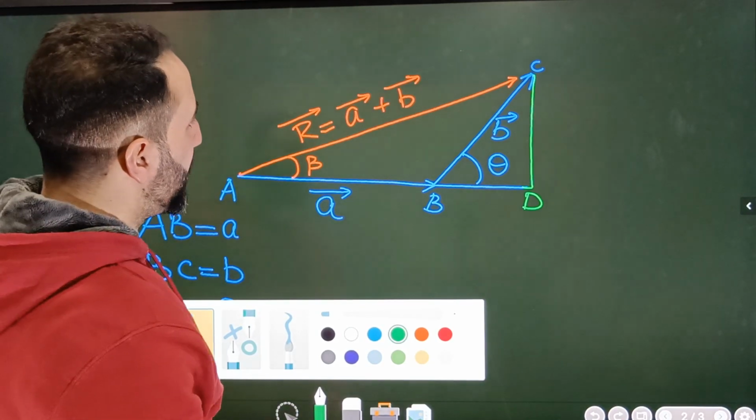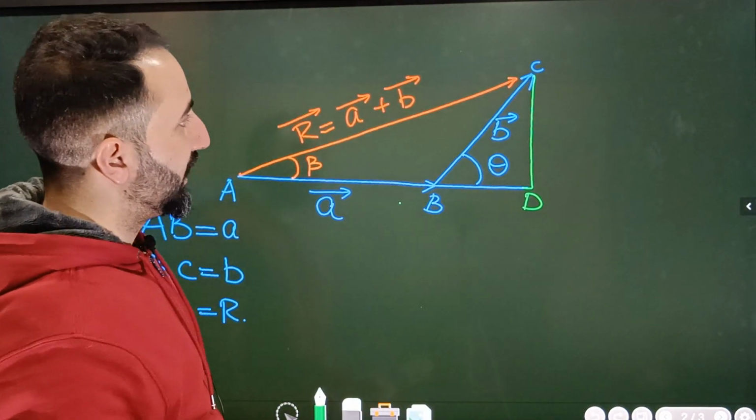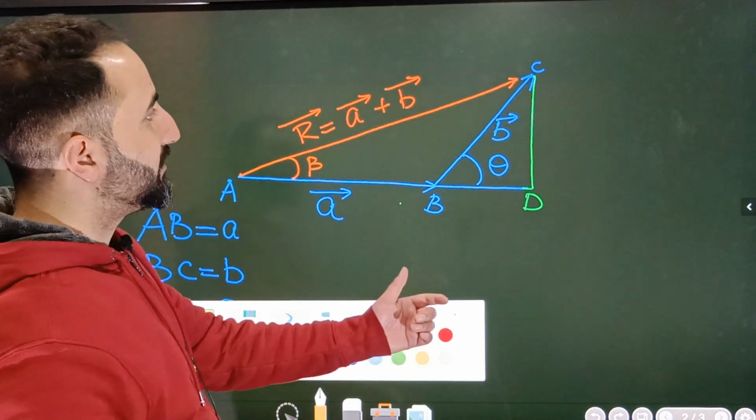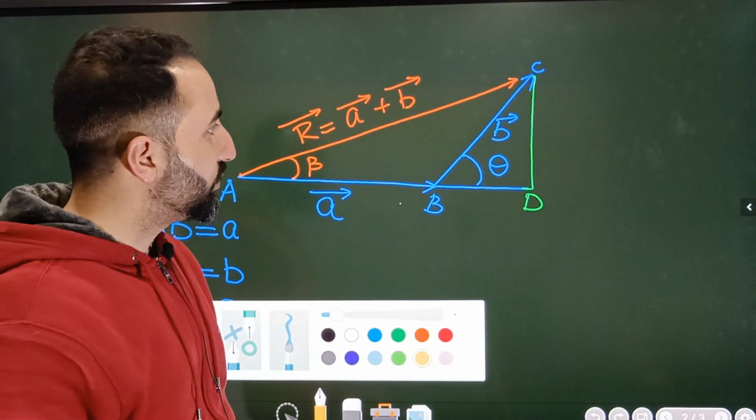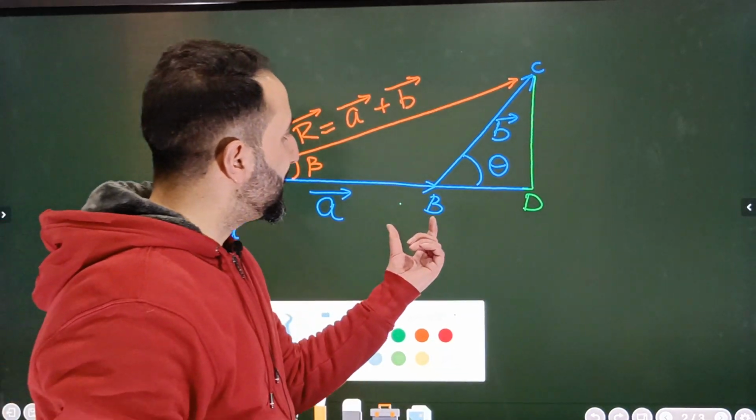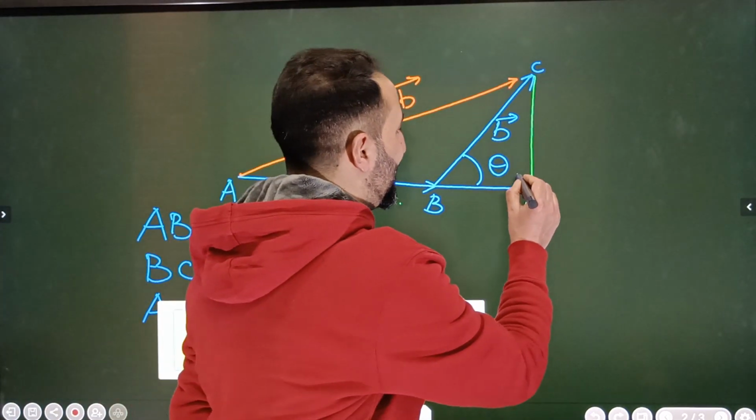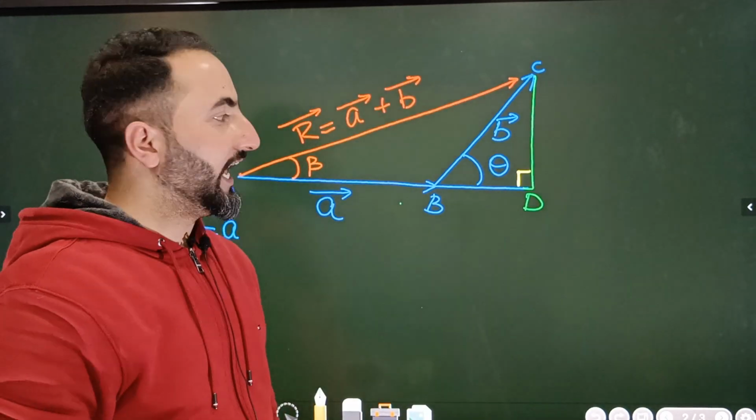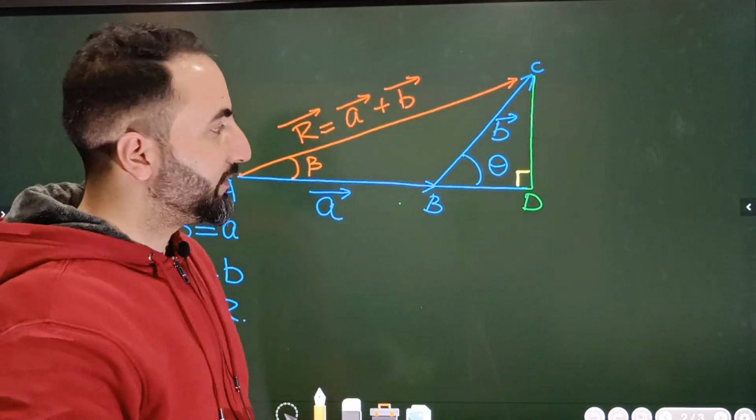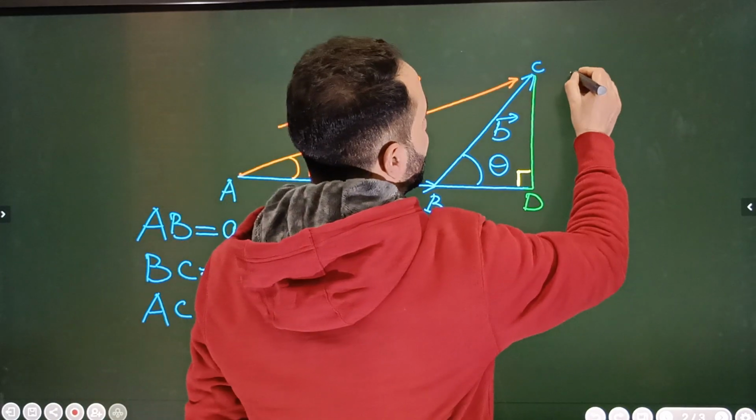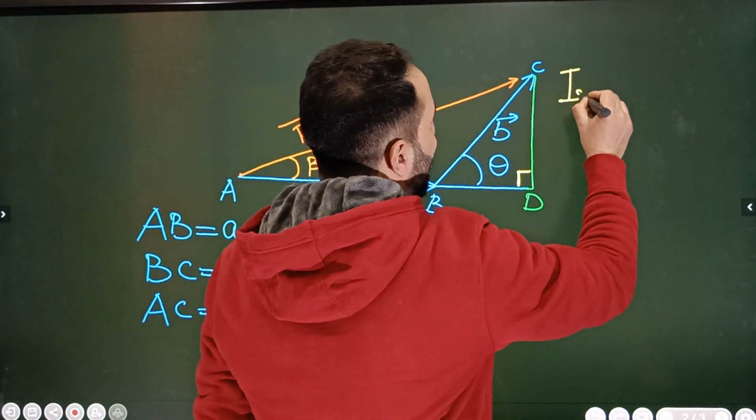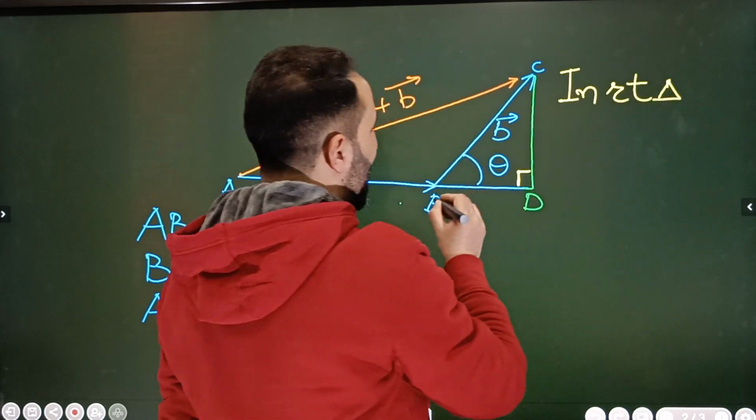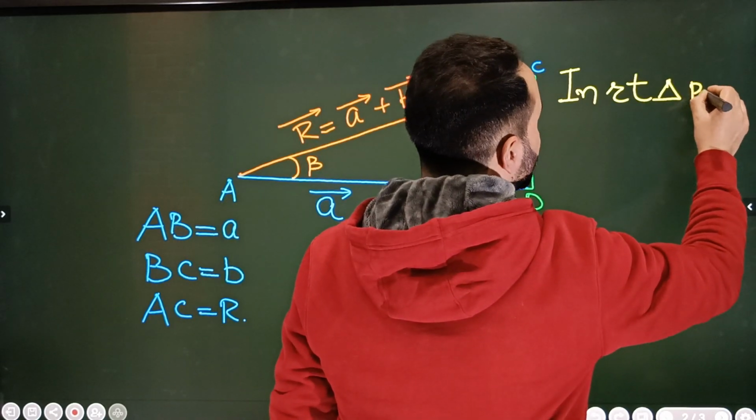So next what I'm going to do is a bit of mathematical calculation here, beta. So you see that this BDC is a right angle triangle. It is a right angle at point D. So this is BDC, which is a right angle triangle, with the right angle at the point D. So I will write like this: in a right triangle. Which right triangle, beta? I will define this right triangle, that is BDC.